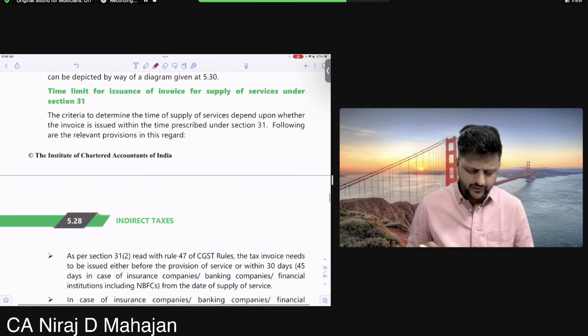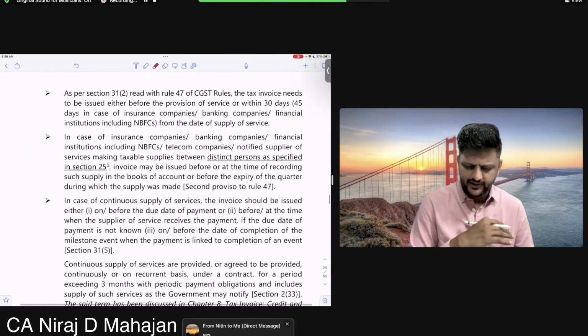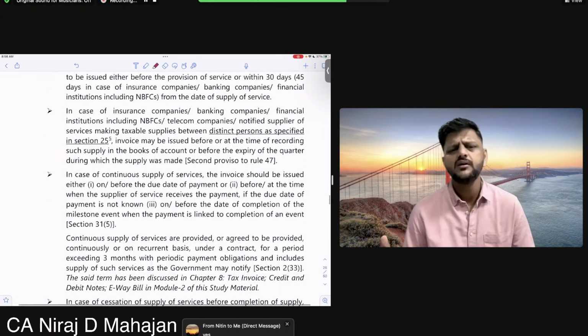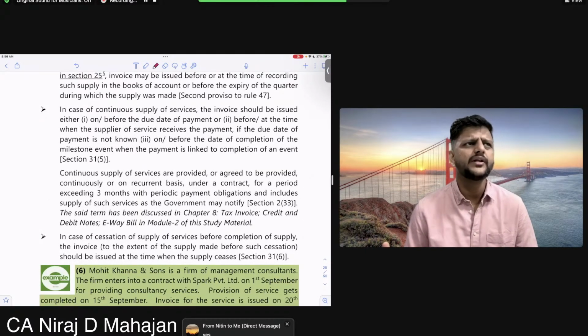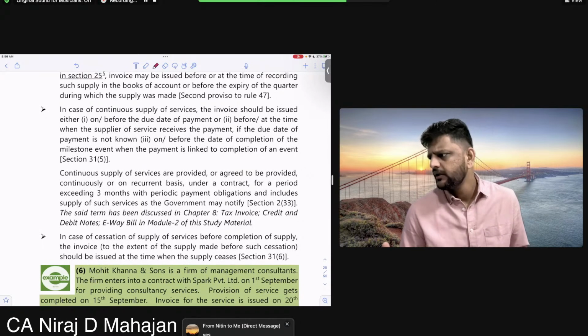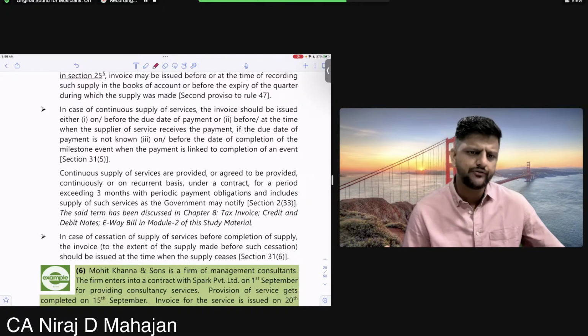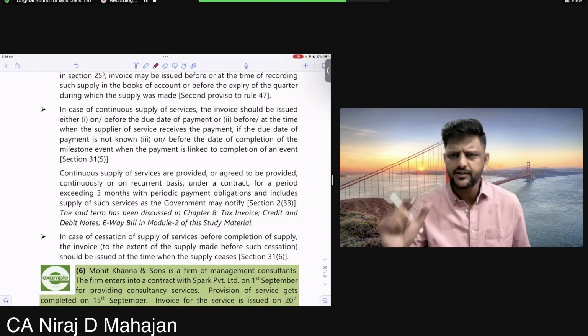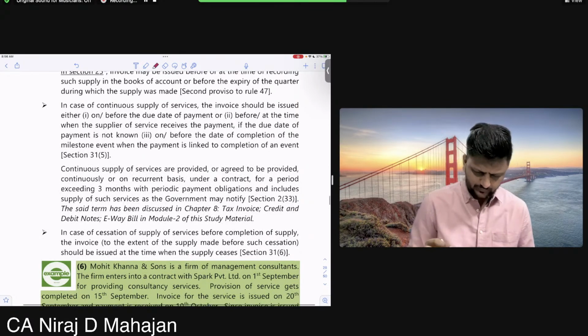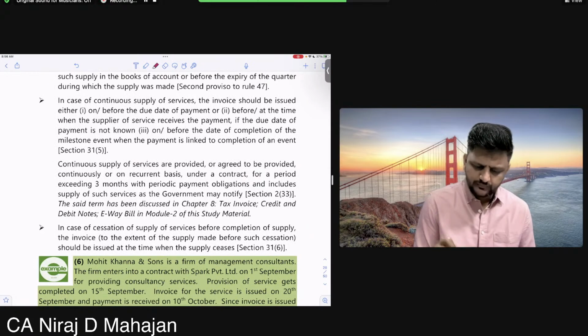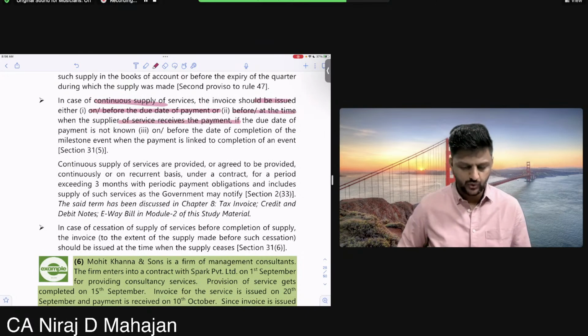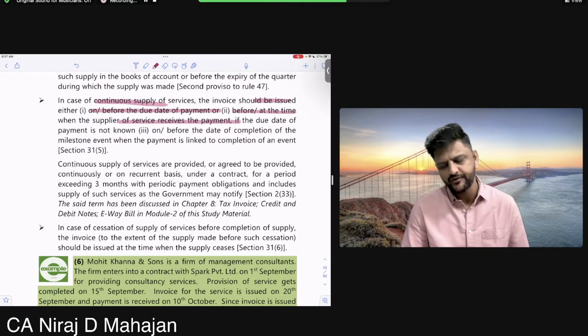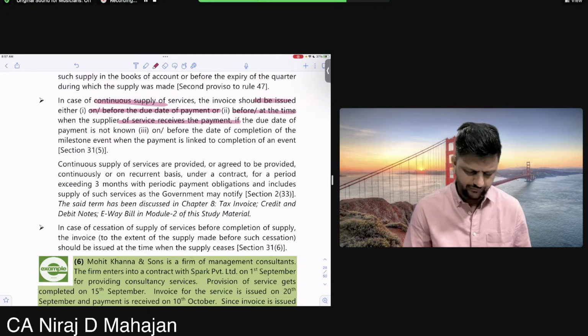This Section 31 we have already covered, bacho. 30 days, 45 days. Continuous supply of service, bacho, is what? Three months minimum. And again, what is the due date for payment for continuous supply of service? You have to ascertain the due date of payment, isn't it? On or before the due date of payment, or at the time of receipt of payment. If the due date is not known, or if it is linked to an event, then completion of the event. No problem. Fine. Okay.